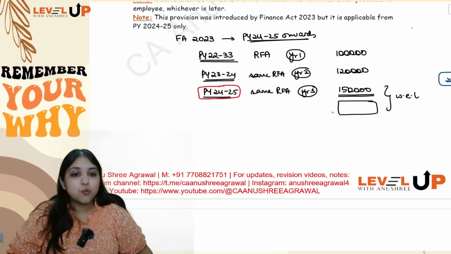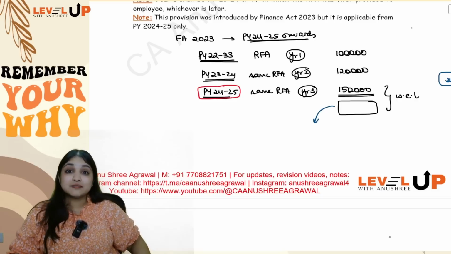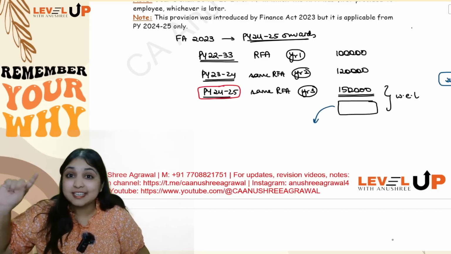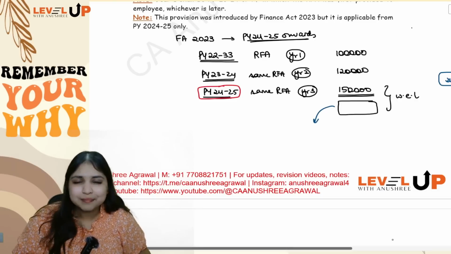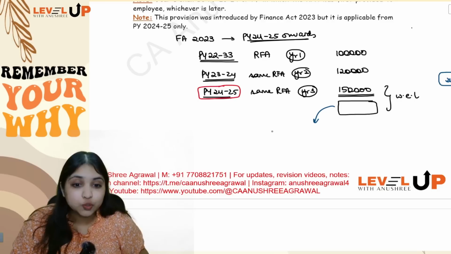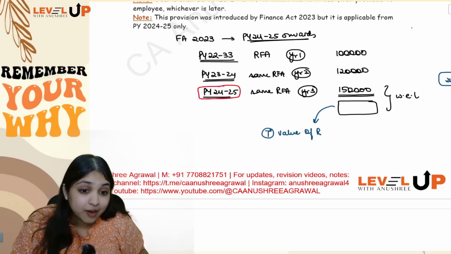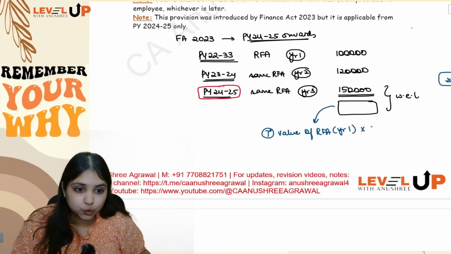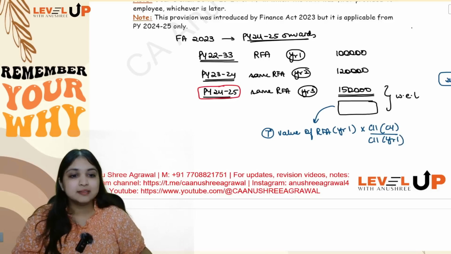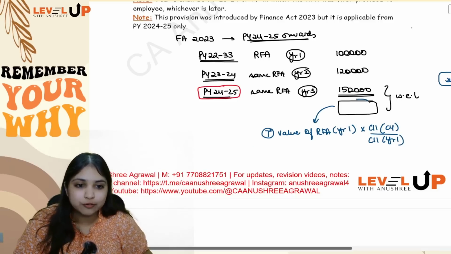Now, what is this number? This is where indexation will apply. Indexation that you do in capital gains, something of that sort will apply over here. You will see what is the taxable value of RFA in year 1, multiplied by CII of your current year divided by CII of year 1. This calculation you will do and you will find this number.